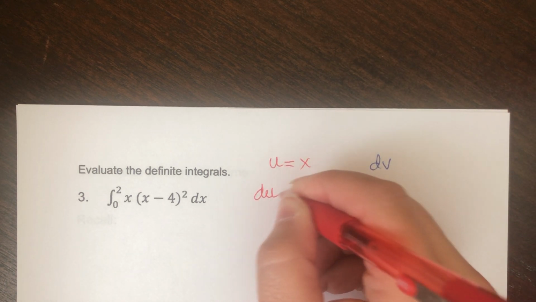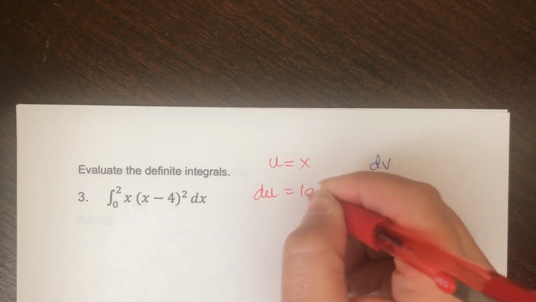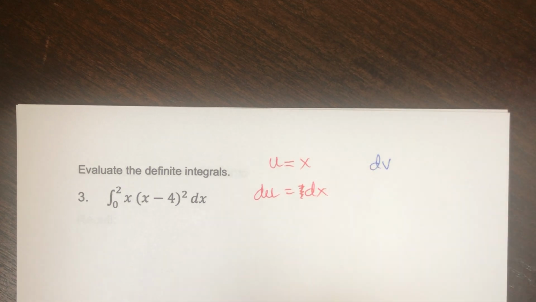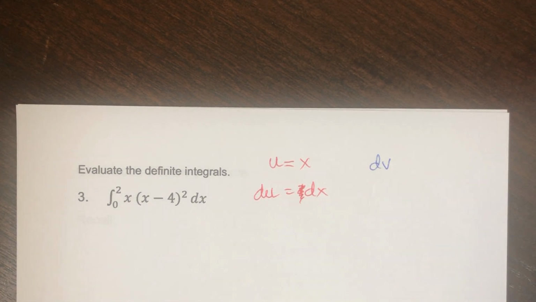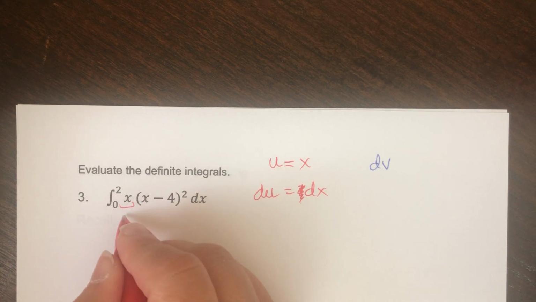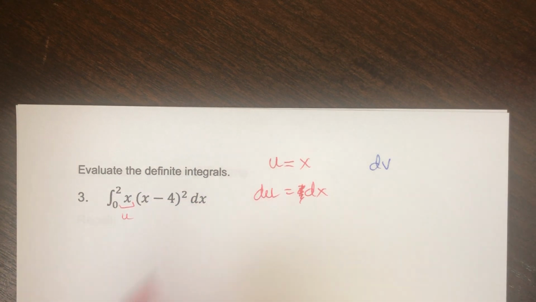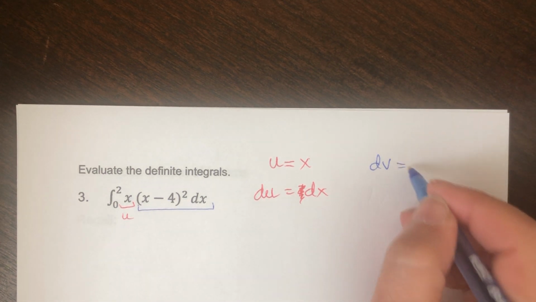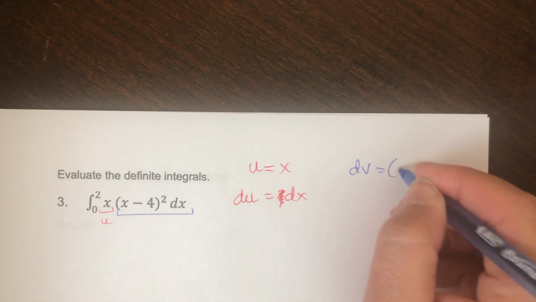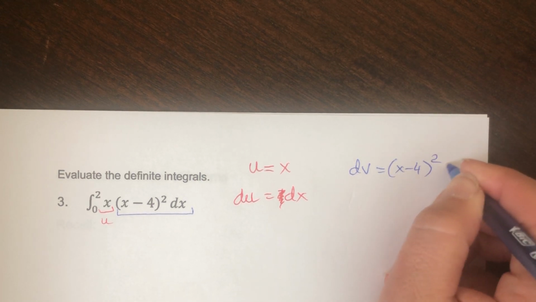Why? Because what's the derivative of U? 1, right? Or simply dx. 1 times dx or dx is the same thing, okay? All right, then means the rest of it, so this is your U, right? It's some part of it that we can make disappear in the second integral, because the derivative is equal to 1. So dv is x minus 4 squared dx.